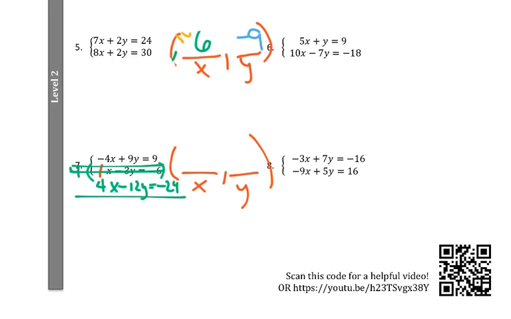So 9y plus negative 12y, because our x's eliminate, is negative 3y. 9 plus negative 24, oh my gosh, you guys, I don't know. Let me use my calculator. 9 plus negative 24 is negative 15. And I want to divide both sides by negative 3. And so that's telling me that y equals 5.